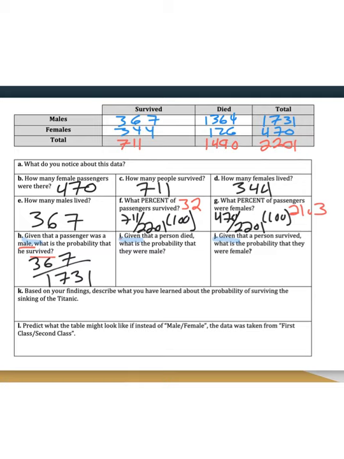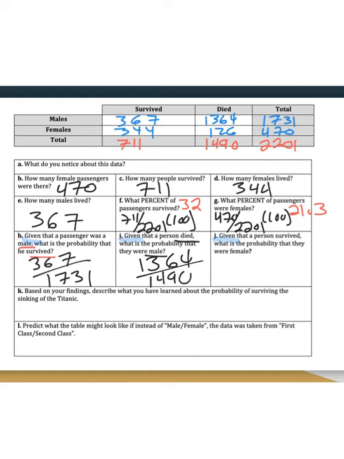Looking at I, we want to know, given that a person died, what's the probability that they were male? Okay, so given that they died means I'm looking at that total category. So for my people that died, there were a total of 1,490. So I'm going to put that as my denominator. And then now we're looking at if they died, what's the probability that they were in fact male? So from this category, I have that 1,364 of them were actually male. So that's going to be my numerator.